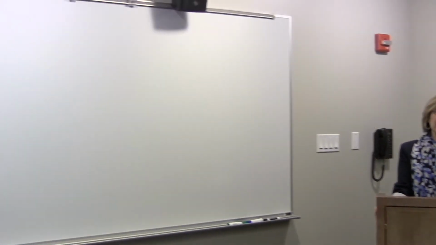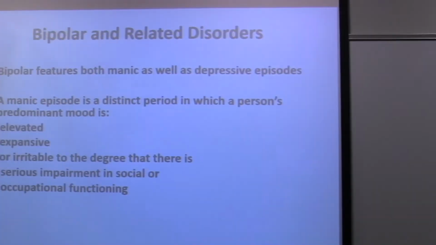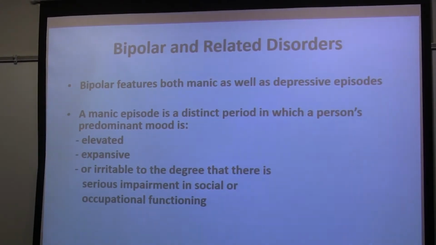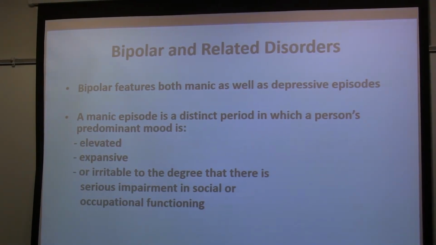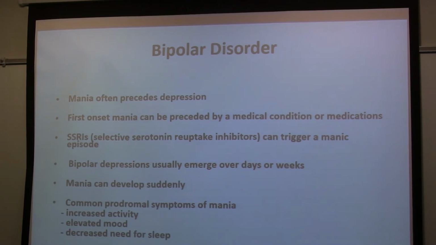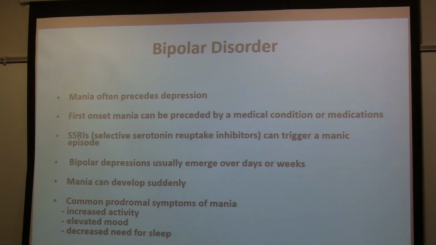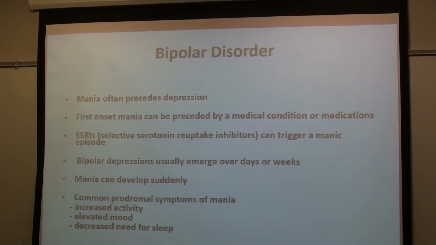What's a manic episode? A manic episode is a distinct period in which the person's predominant mood is elevated or expansive or irritable to the degree that there's serious impairment in social or occupational functioning. So again, there's significant impairment in the person's functioning on a day-to-day basis. Very often in bipolar disorder, the mania precedes an episode of depression. The first onset of mania can actually be preceded by a medical condition or medications.